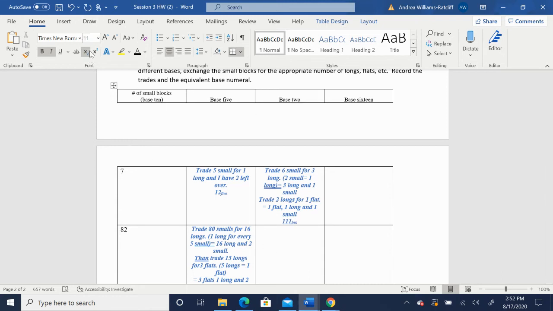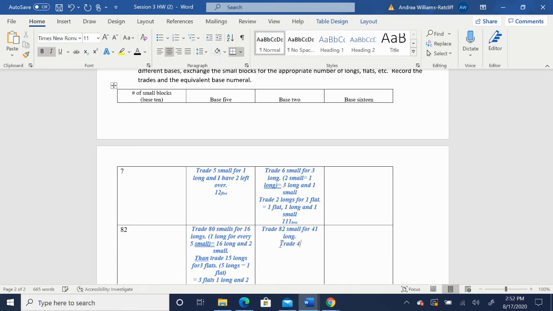Okay, let's move on down here to 82. We are going to be doing quite a bit of trading. So we would trade 82 small for 41 long. I grouped them up into 2 and I traded for longs. Now I don't have any ones left over because they evenly traded.